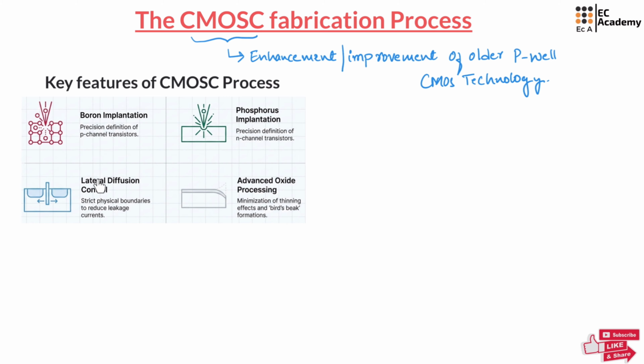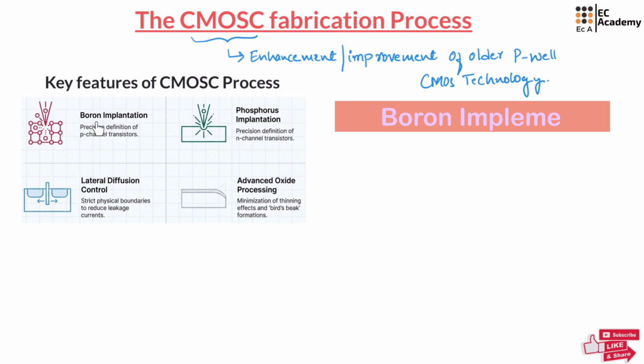Now let us understand some key features of CMOSC process. There are four main key features of CMOSC process. Let us understand one by one. The first feature is boron implantation. So to make the P transistors, we put a chemical element called boron. So we'll implant this boron during the CMOSC fabrication process.